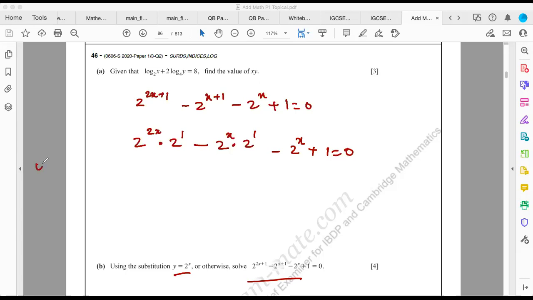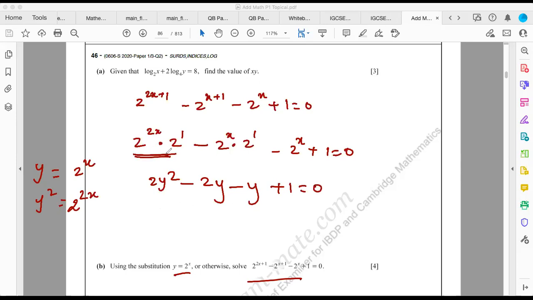So if I take, let's say, y is 2 to the power x, y squared is going to be 2 to the power 2x. So you get this as 2y squared minus 2y minus y plus 1 equals 0. So here is the main problem. You need to understand this. If 2 to the power x is y, and you square both the sides, you get y squared. So y squared is nothing but 2 to the power 2x. So this 2 as it is, I kept out here, and 2 to the power 2x, I wrote as y squared. So 2y squared minus 3y plus 1 equals 0.